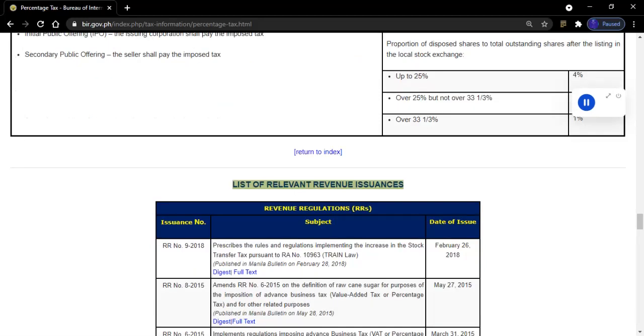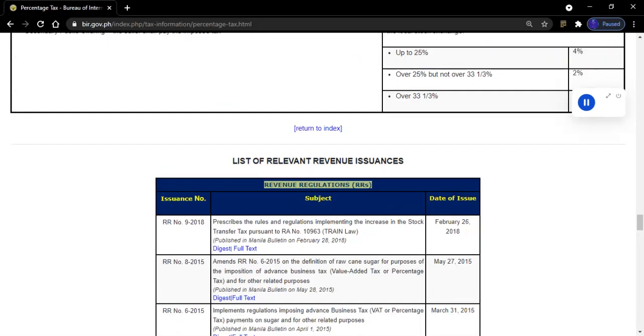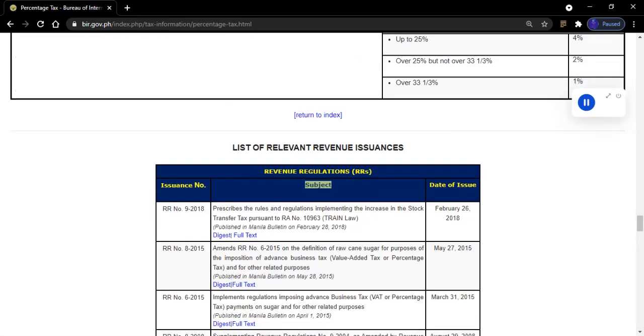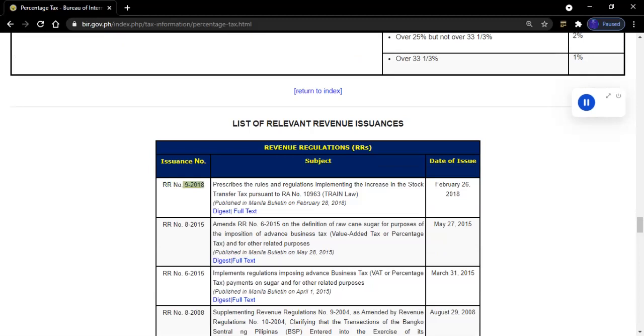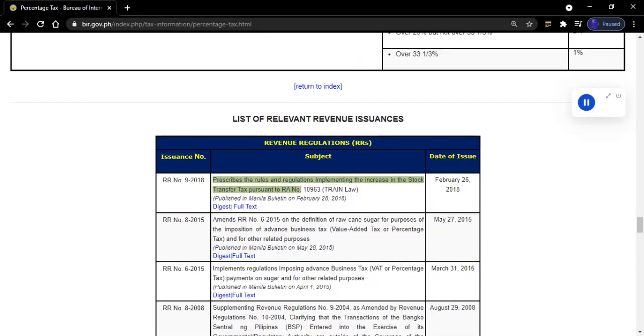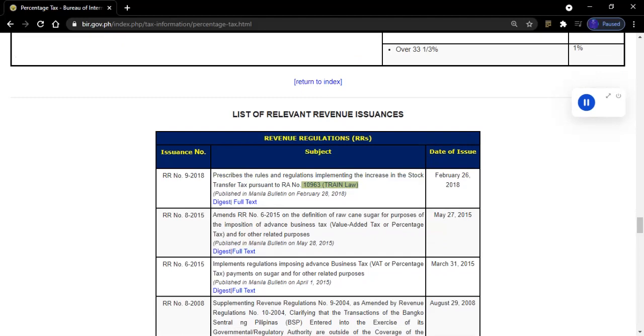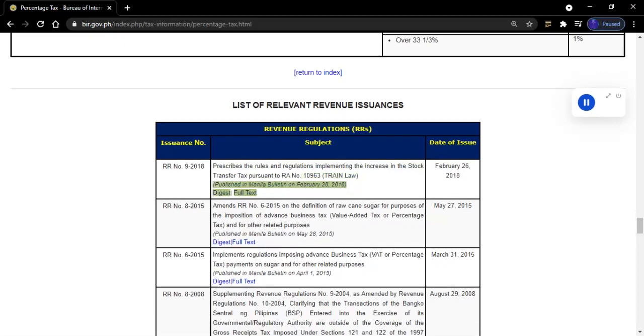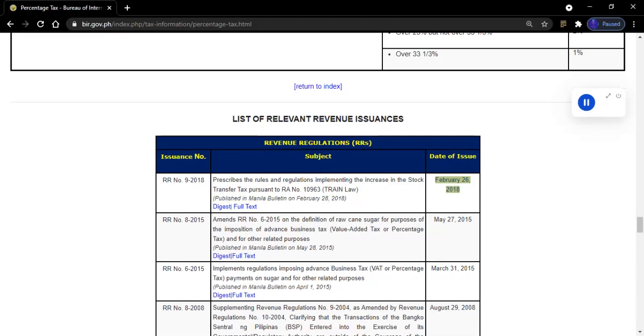Return to index. List of relevant revenue issuances. Revenue regulations (RRs). Issuance no., subject, date of issue. RR no. 9-2018. Prescribes the rules and regulations implementing the increase in the stock transfer tax pursuant to RA no. 10963, TRAIN Law. Published in Manila Bulletin on February 28, 2018. Digest, full text. February 26, 2018.